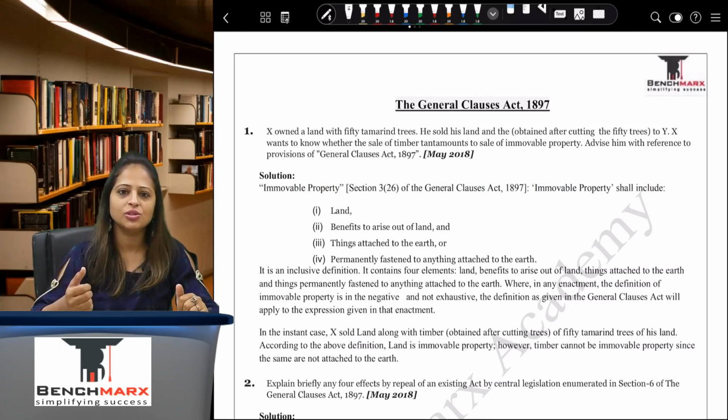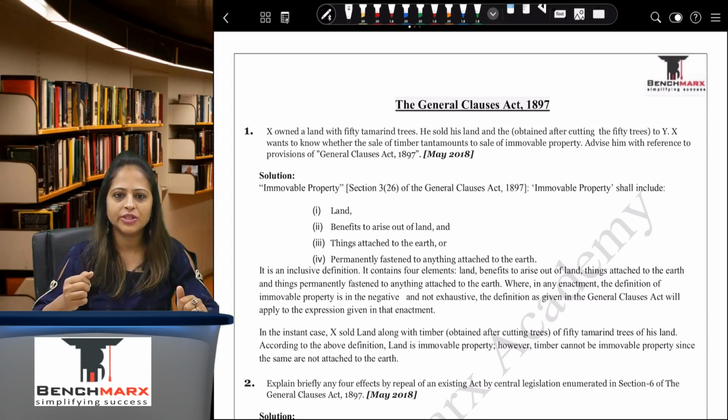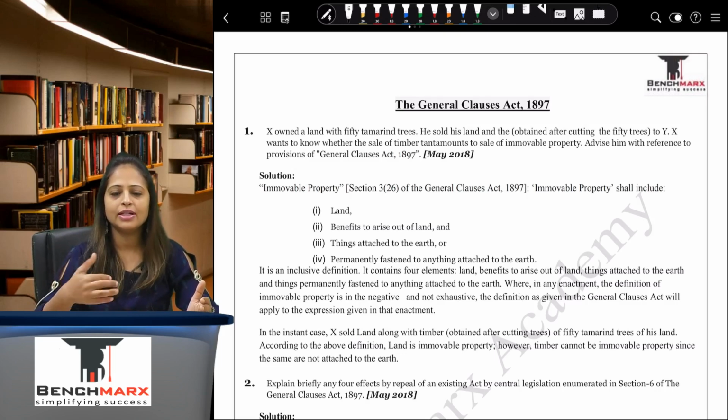So every time the General Clauses Act is being studied, the question is what kind of questions are going to be asked in the examination. So we have compiled the past exam question papers and we'll be discussing them quickly so that it helps you understand the type of questions being asked.